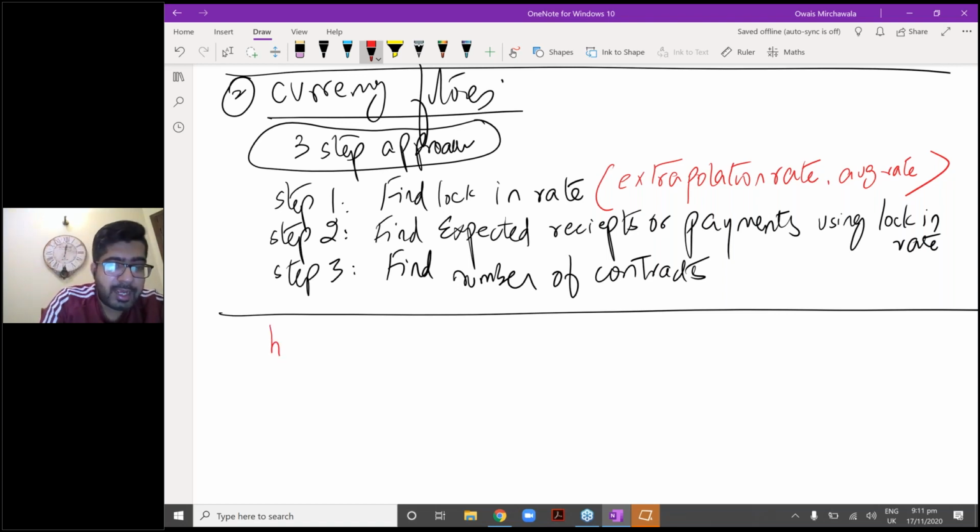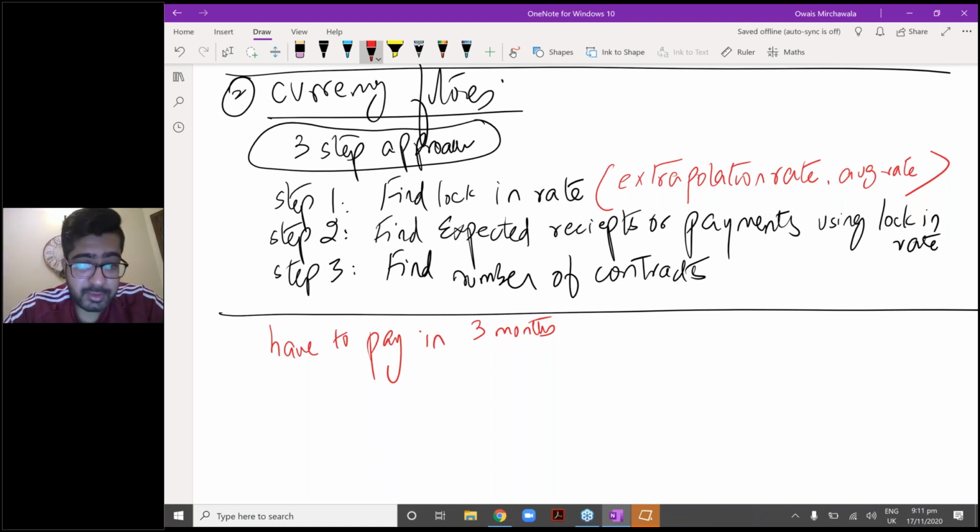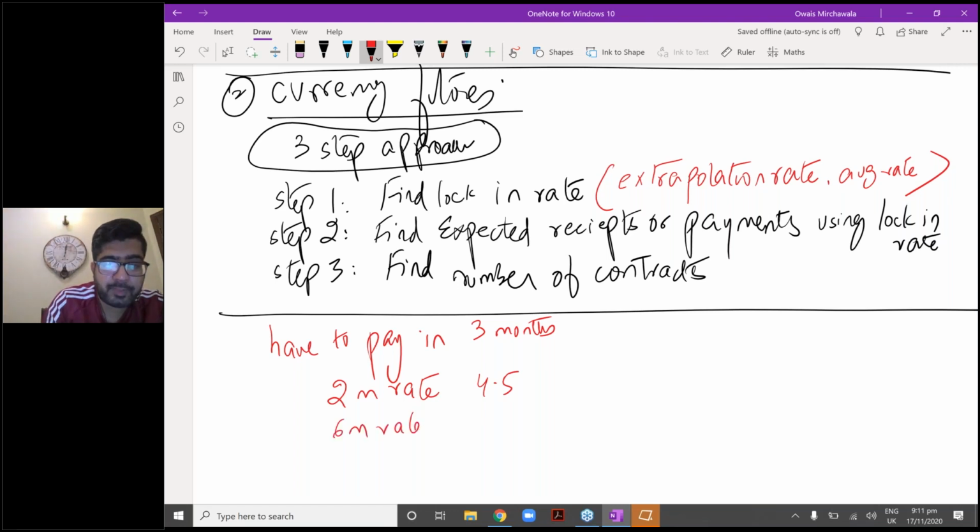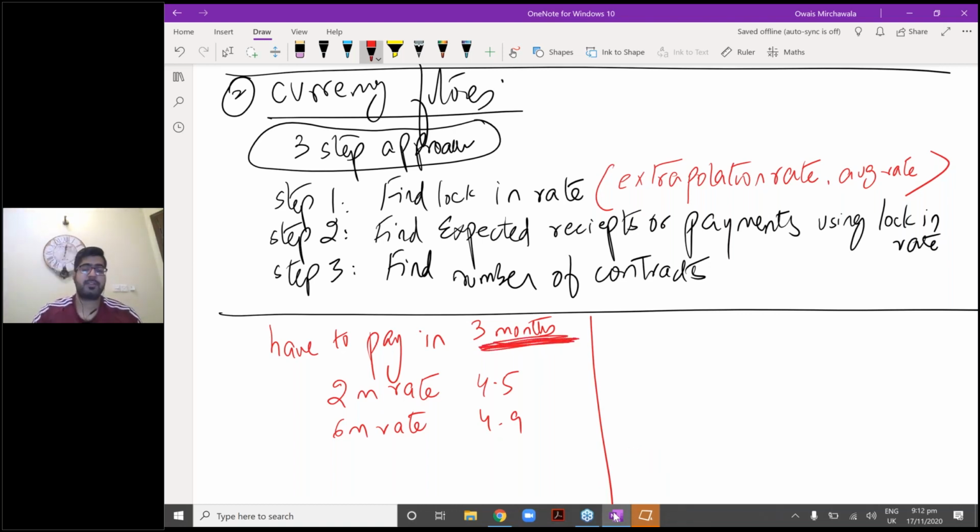Let's suppose you have to pay someone in 3 months. So you need a rate for 3 months, right? When you see the question, you are given a 2-month rate, 4.5, and a 6-month rate, 4.9. Now this doesn't work here, right? You have to pay someone in 3 months. You need a rate for 3 months.